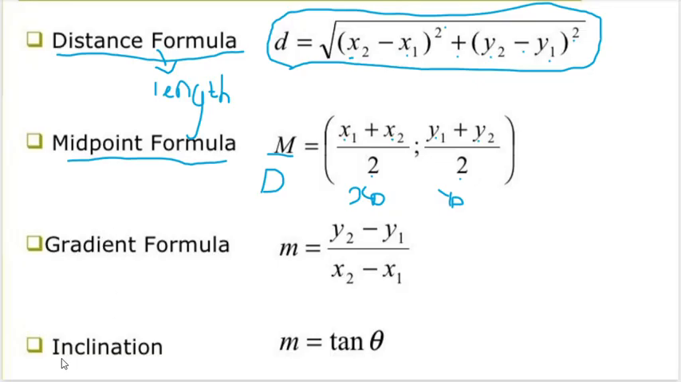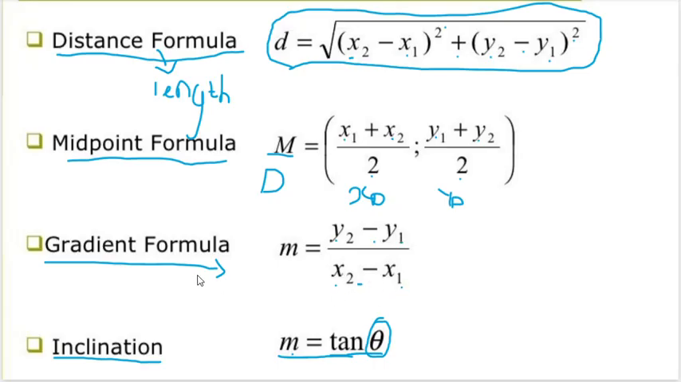Now, for inclination, the gradient is equal to tan theta. This theta here is in degrees. So when they give you an angle in degrees and tell you to find the gradient of that line, you have to use this formula. Now for the gradient formula, this is the standard form: (y2 minus y1) all over (x2 minus x1).